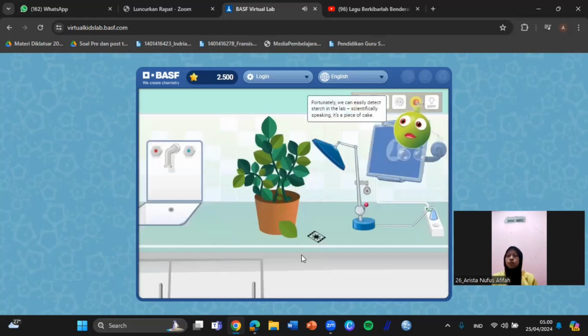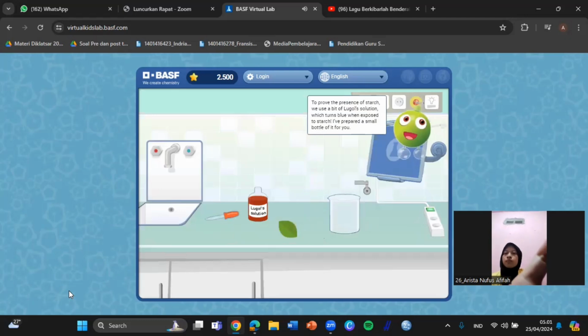Fortunately, we can easily detect starch in the lab. Scientifically speaking, it's a piece of cake. To prove the presence of starch, we use a bit of Lugol's solution, which turns blue when exposed to starch. I've prepared a small bottle of it for you. To make the reaction more easily visible, I decolorized the leaf beforehand, so the experiment is ready to go.